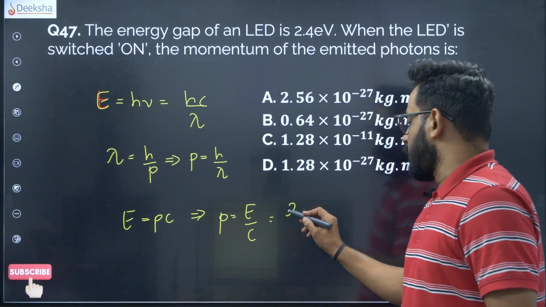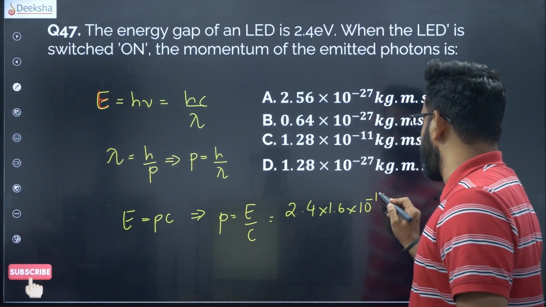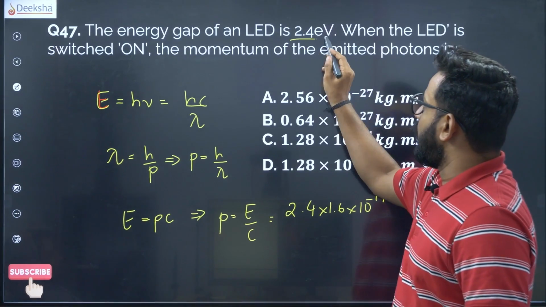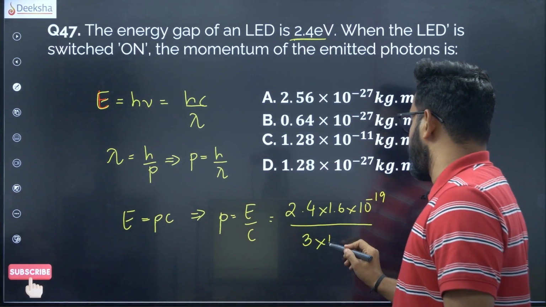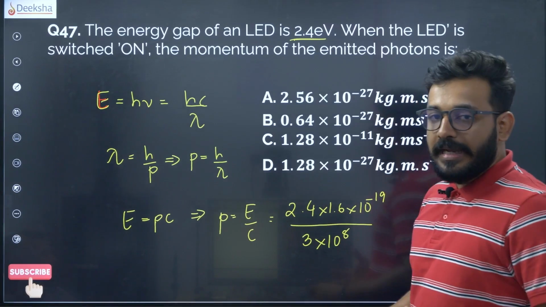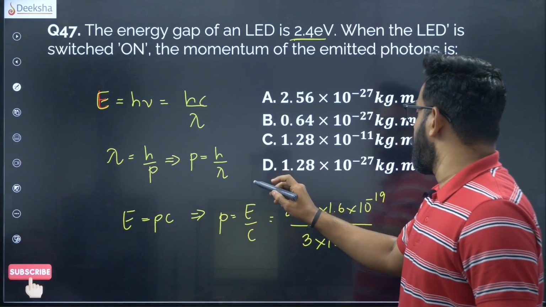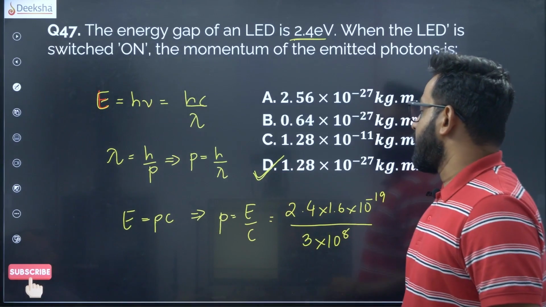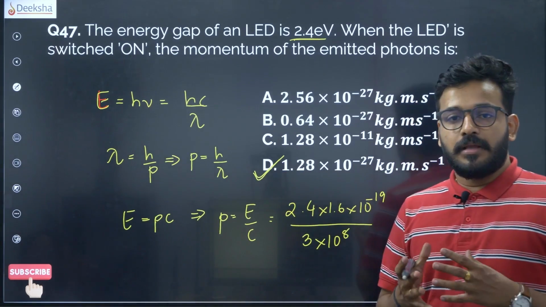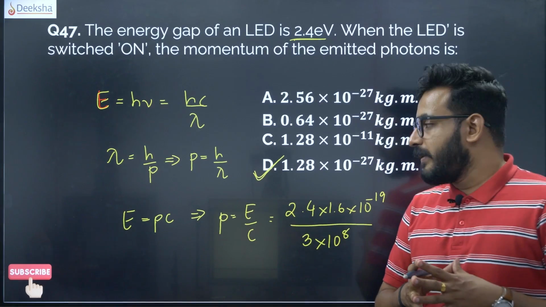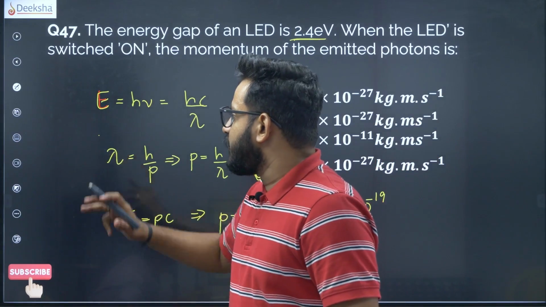Let's just substitute them. 2.4 into 1.6 into 10 to the power minus 19, because it's 2.4 electron volt, right? The energy is 2.4 electron volt divided by c, which is 3 into 10 to the power 8. It's just a simple calculation, and at the end you can check it yourself. It is 1.28 into 10 to the power minus 27. If you have any contradiction or mismatch with the calculation, please let me know in the comment section. All right, so it's a very simple question. You can go ahead very easily, right?